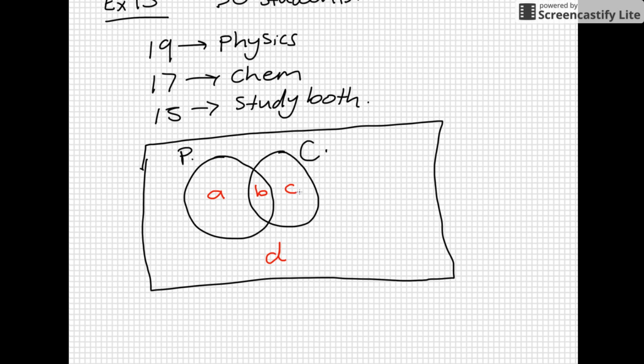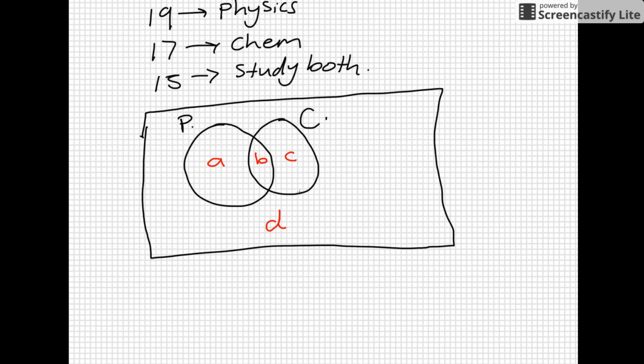So I'll just scroll down. A few things to note. Everything in this black circle, the physics circle, must add up to the number of people who study physics. So this A and B, A plus B, is the number of people that study physics. Now we know this to be 19 because that's what the question gave us. So I can go A plus B equals 19.